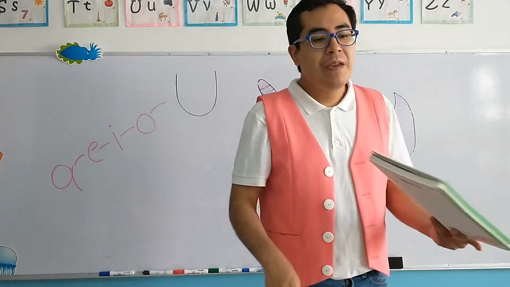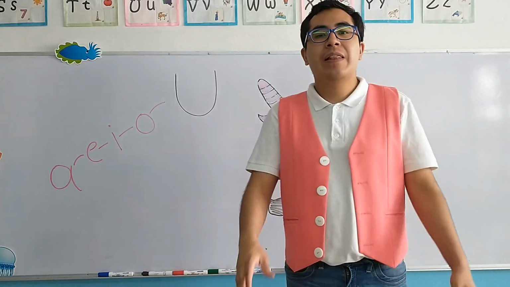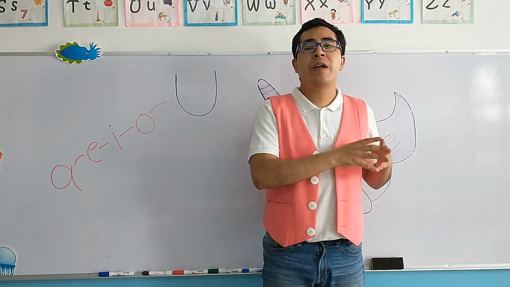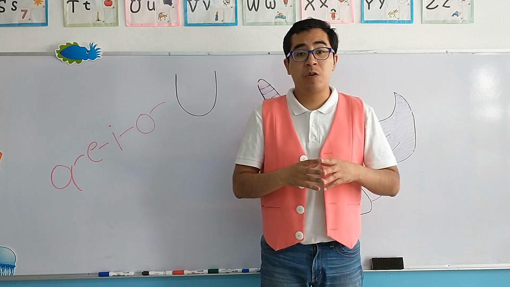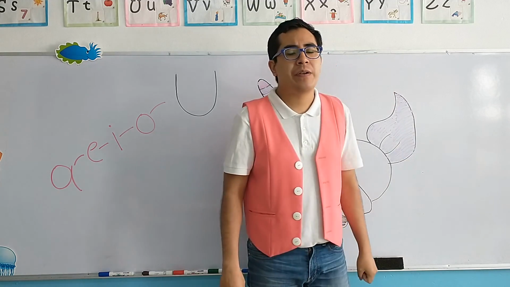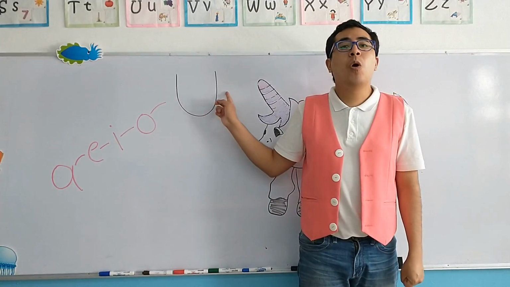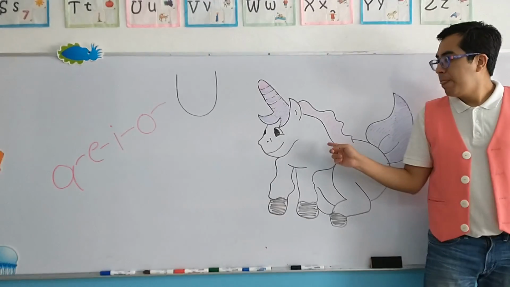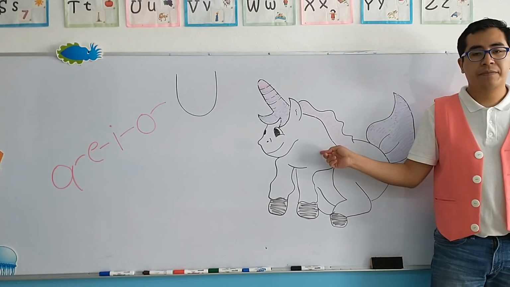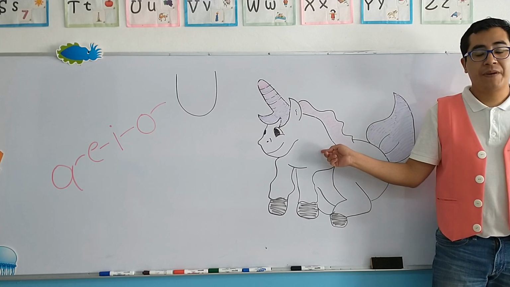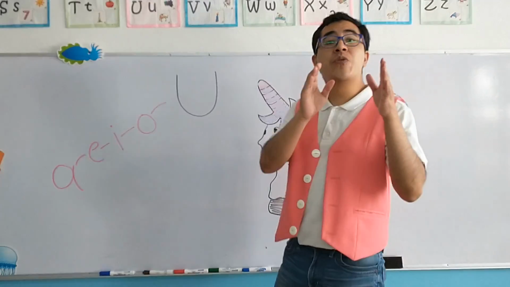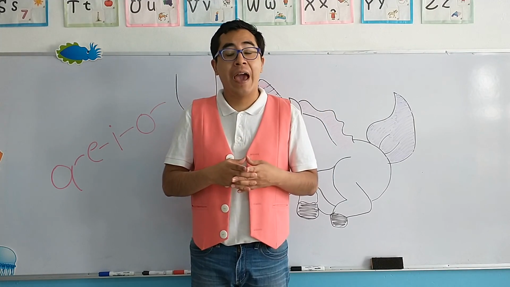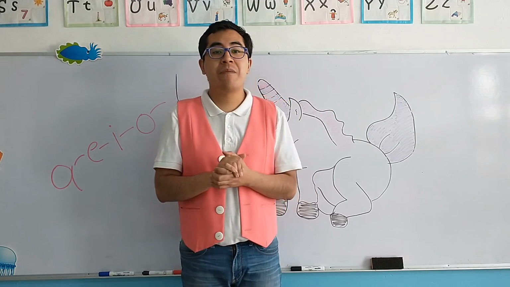Very good. Now, before we finish with the class, let's have one final review of the letter and the object. Repeat after me with all of your energy. Small u. Unicorn. Very good. Remember, unicorn in Spanish, el unicornio. Okay? Excellent.